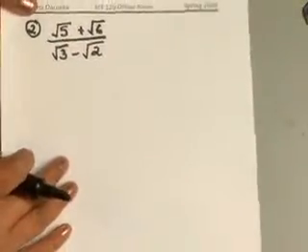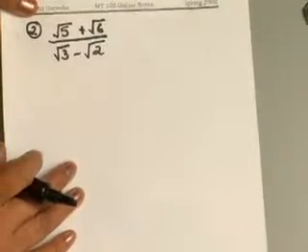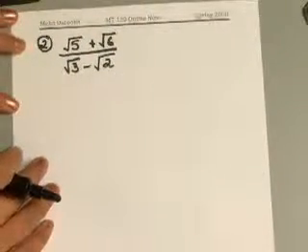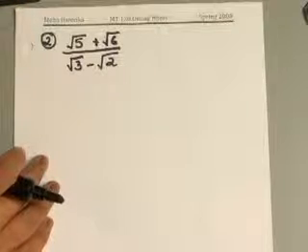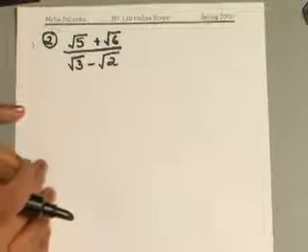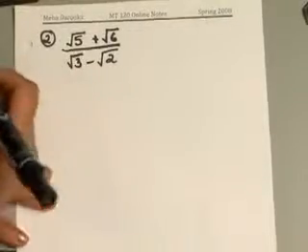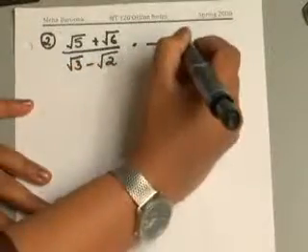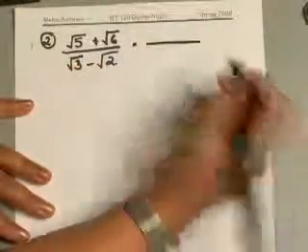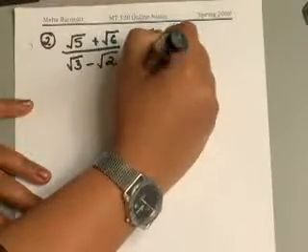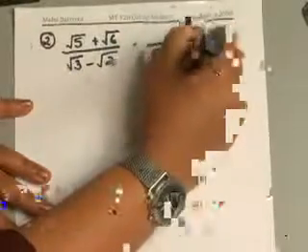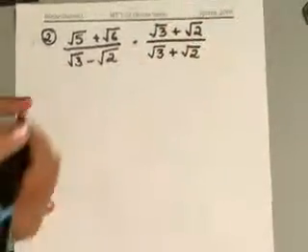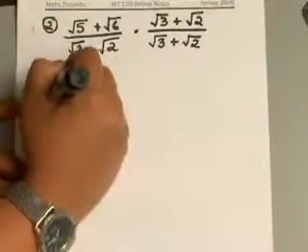Another example here. In this example, you have radicals both in your numerator and denominator. And again, you start out by multiplying with the conjugate. Again, remember, your conjugate is the same terms, just a different sign. So the conjugate for square root of 3 minus square root of 2 will be square root of 3 plus square root of 2. Multiply your numerator and denominator by this. And let's see what you end up with.